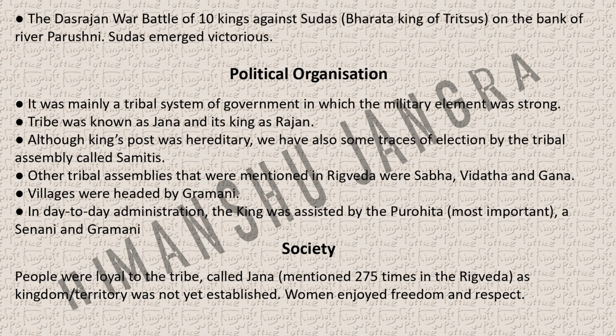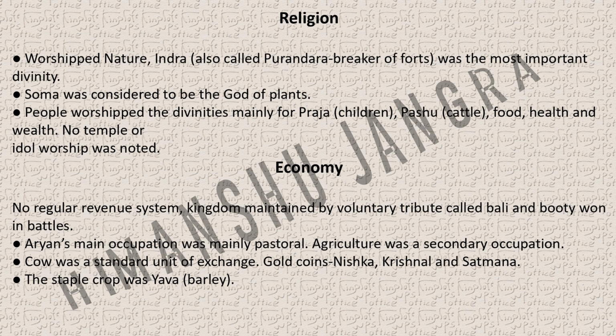Villages were headed by Gramani. In day-to-day administration, the king was assisted by the Purohita, most important, a Senani and Gramani. Society. People were loyal to the tribe, called Jana, mentioned 275 times in the Rigveda, as kingdom/territory was not yet established. Women enjoyed freedom and respect.